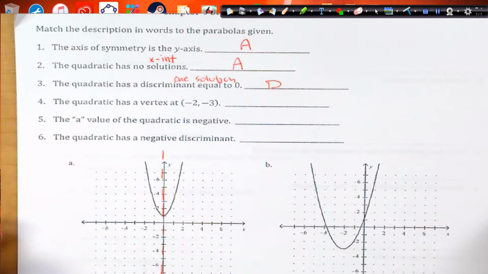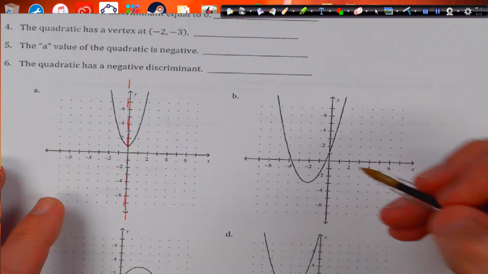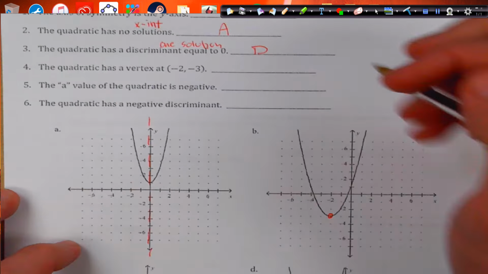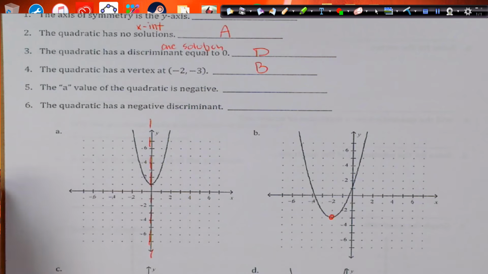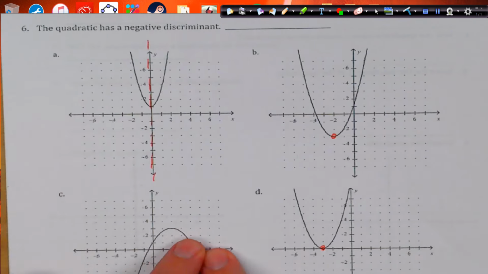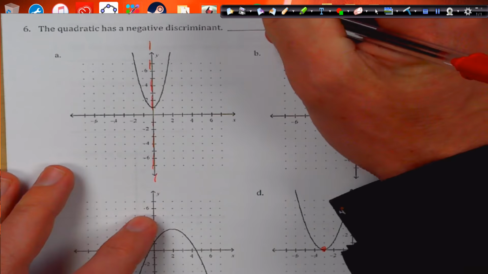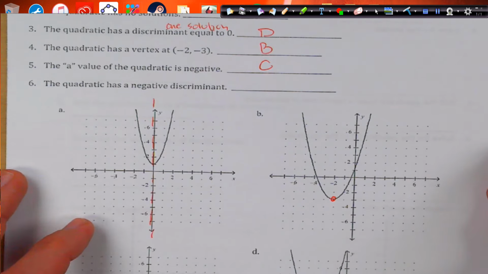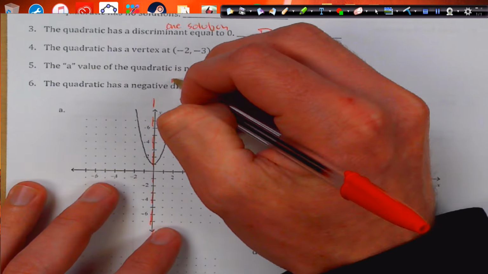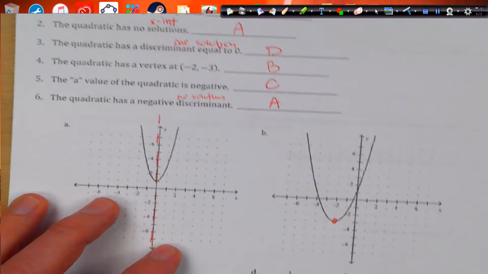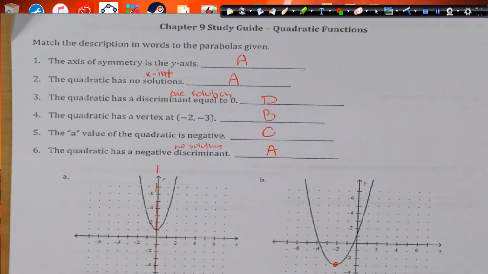A vertex at -2, -3, well, that's going to be B. An A value that is negative, every graph is going up except for C is going down, so C is our negative A value. And a quadratic with a negative discriminant, if you have a negative discriminant, it means you have no solution, which is A. So A is our popular choice for 1 through 6.